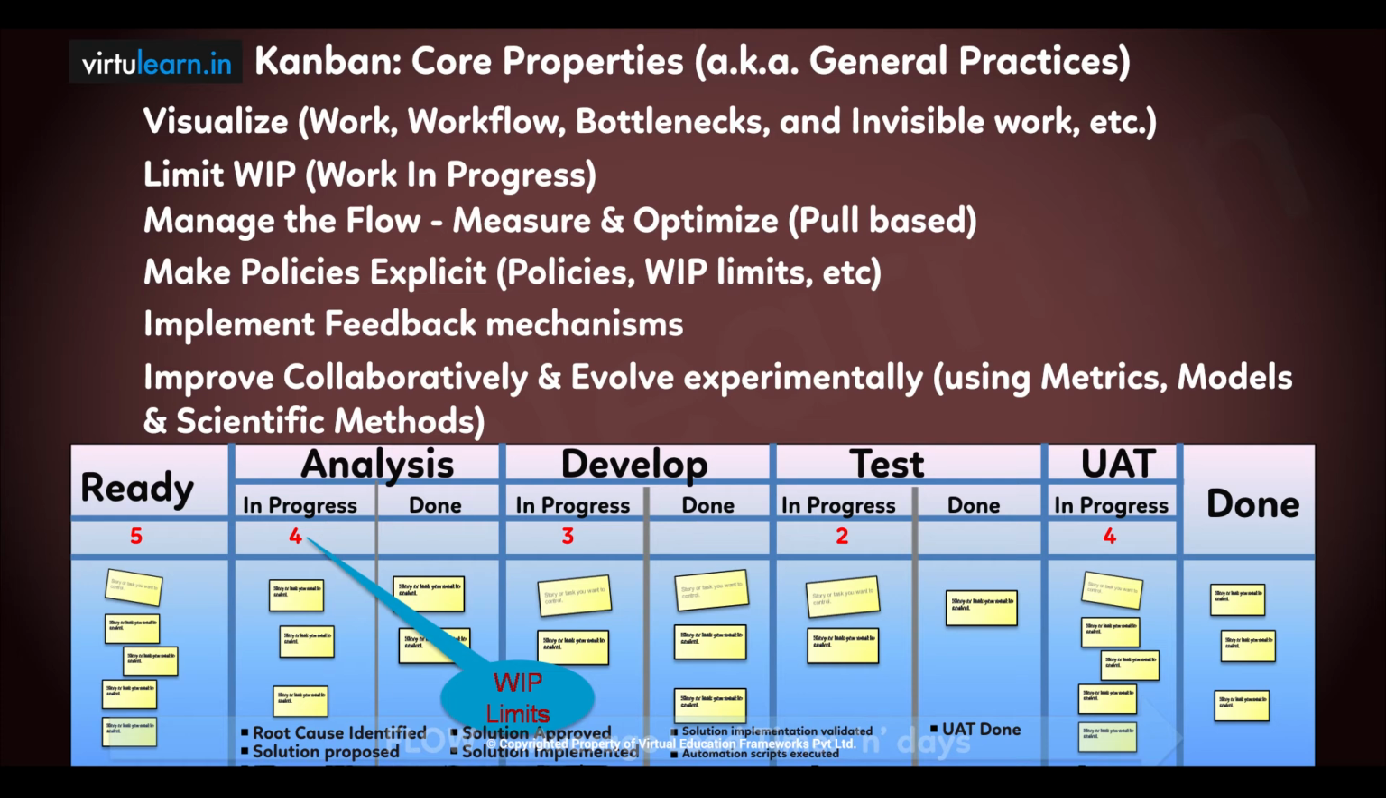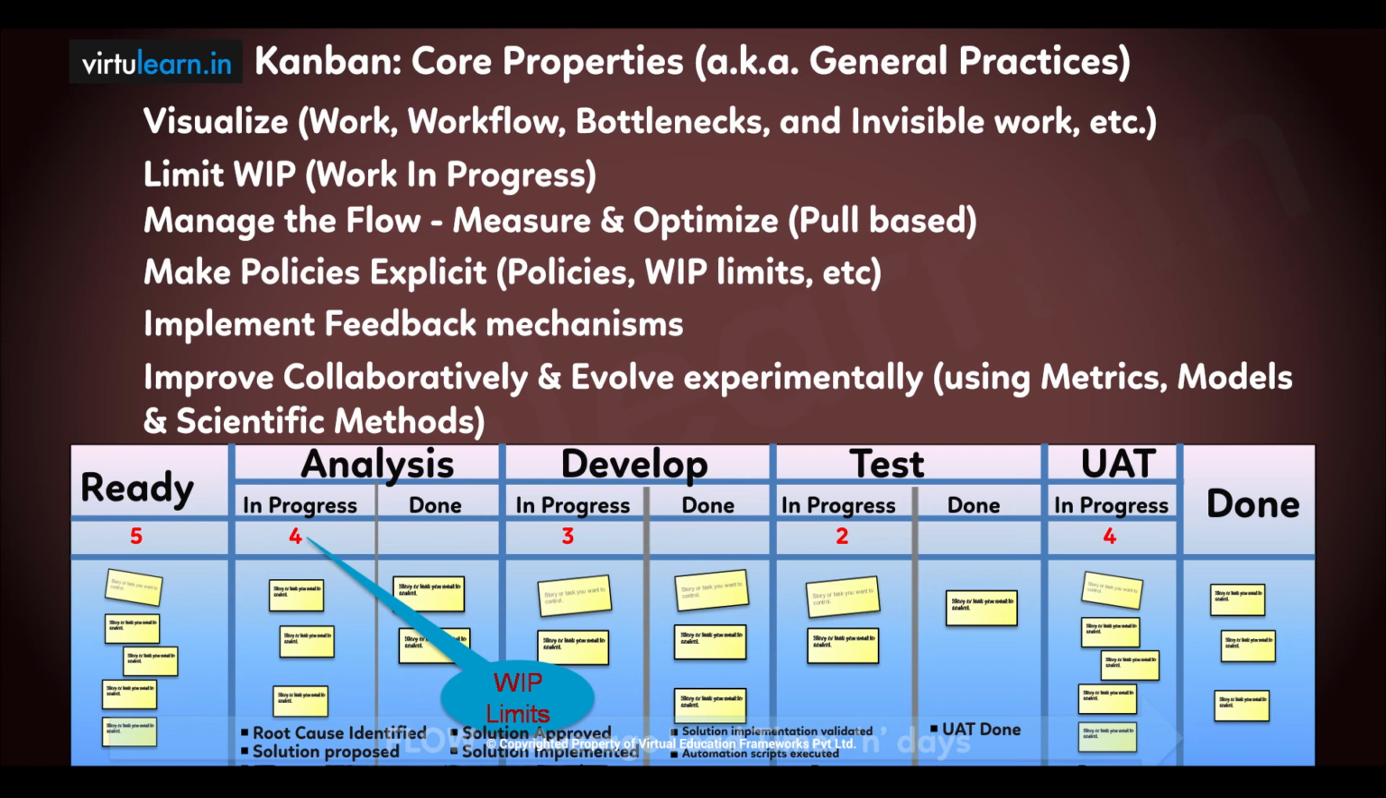Let's look at an example of this Kanban board. Items that are ready, so that the team can pull. The team pulls the items into the analysis state based on their capacity, how many people are available, and each of these states like analysis, develop, test, user acceptance test can even be further divided into sub-columns or sub-activities to indicate what is in progress and what is done.